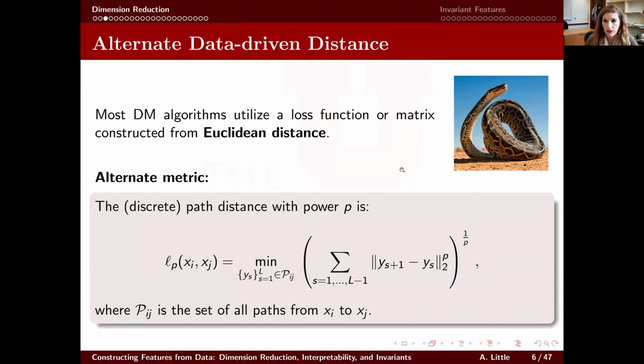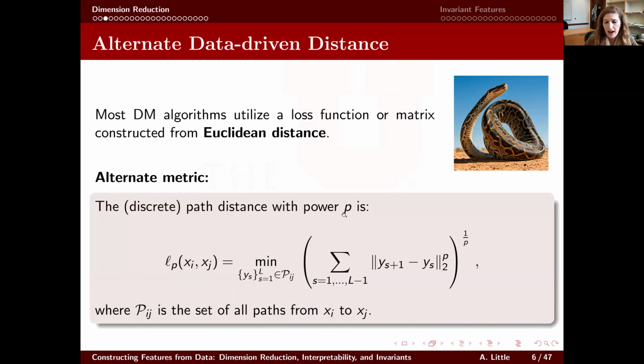So Euclidean distance wouldn't really capture the right underlying geometry in that context. So an alternative construction is, one metric I've spent a bit of time using and analyzing is a path distance. So this is a data-driven metric where distances are defined relative to some data set that you have. And there's a parameter P controlling the definition.